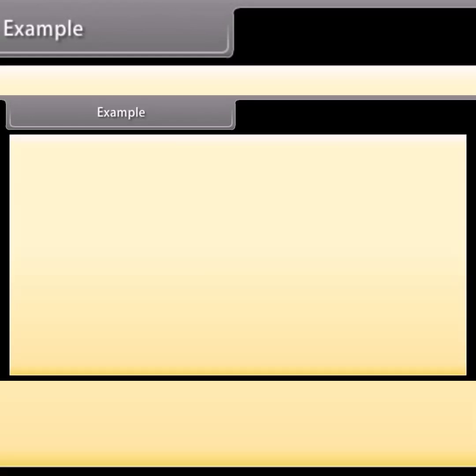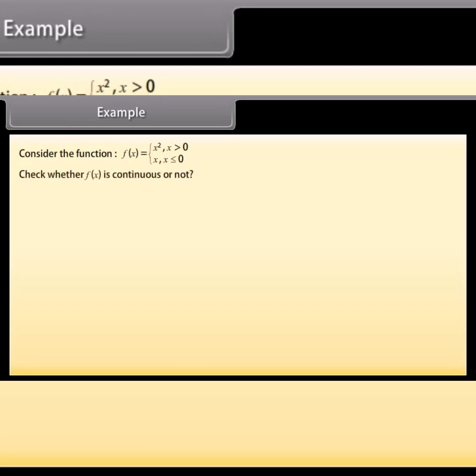Example. Consider the function f of x is equal to x square, x is greater than 0, and is equal to x, x is less than or equal to 0. Check whether f of x is continuous or not.